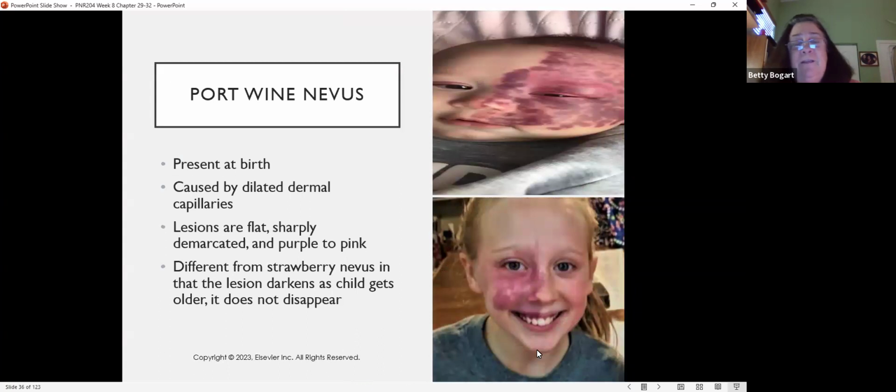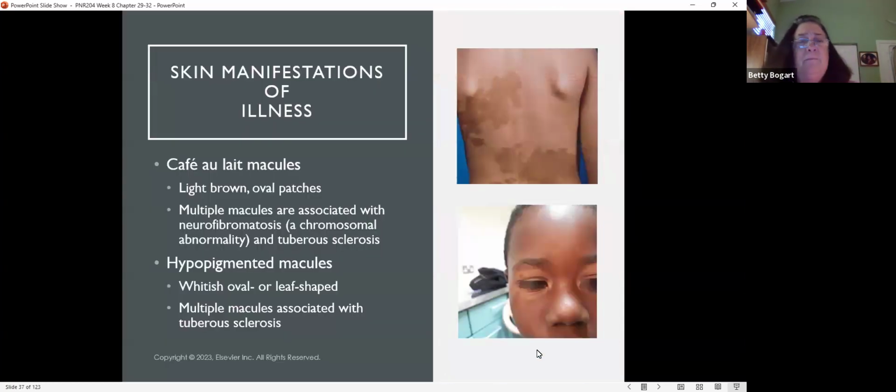Port wine nevus. This again just looks like somebody spilled red wine, and that's what it looks like. Okay, it does not disappear. It's less dark as it's older, but it will be there. Again, they're working on different ways to decrease it. Cafe au lait is that white and black skin. I think the most famous of this was Michael Jackson, right? Where there's all different, some white, some black, and it's just a part of the skin. So we have hypopigmented places, and then we have the oval patches on them.